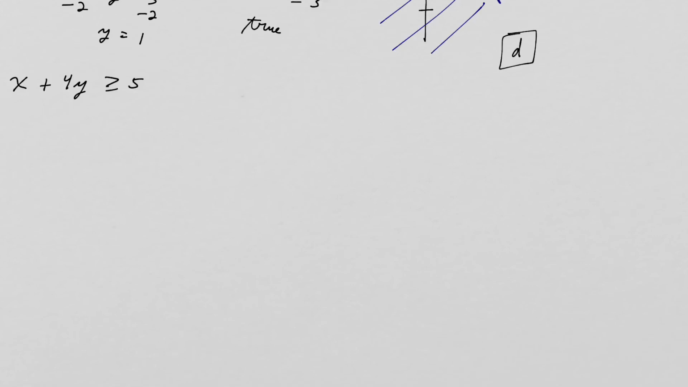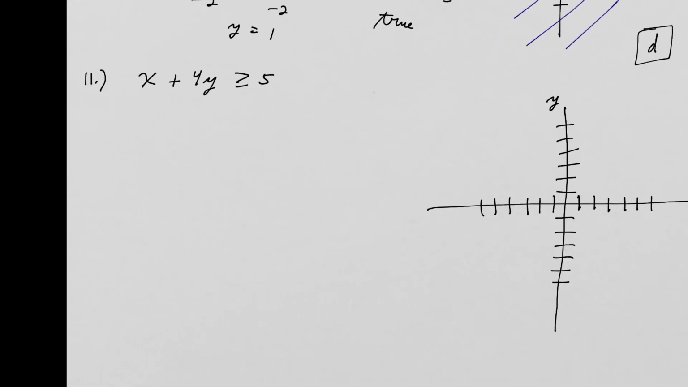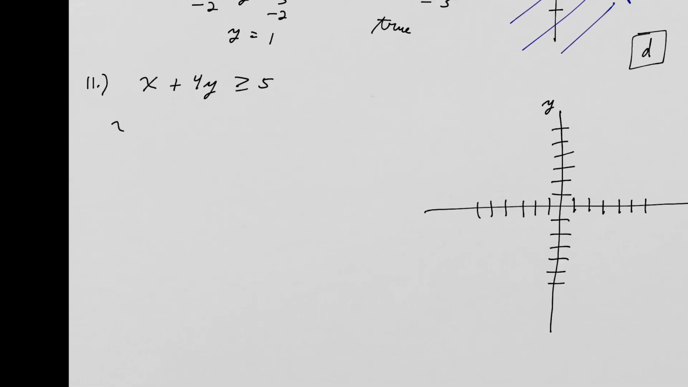So let me do a Cartesian coordinate system over here. So x, y, and let me go back. Okay, so remember our first step, make the inequality an equal. So I have x plus 4y equals 5. And I want to graph that line. Okay, so I'll make a little table.